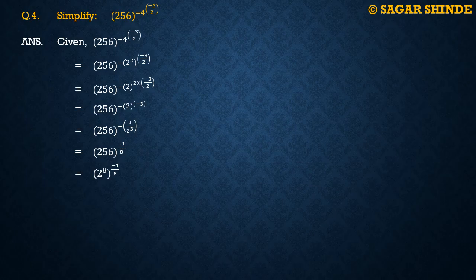So 2 raised to 8 multiplied by minus 1 upon 8. Now as there is power of power, we can multiply the powers. So we can write 2 raised to 8 into minus 1 upon 8. 8 can be cancelled. So we can write 2 raised to minus 1. To convert the power into positive one, we can write this as 1 upon 2 raised to 1. That is nothing but 1 upon 2, which is the answer of this expression. So it is very simple to do.